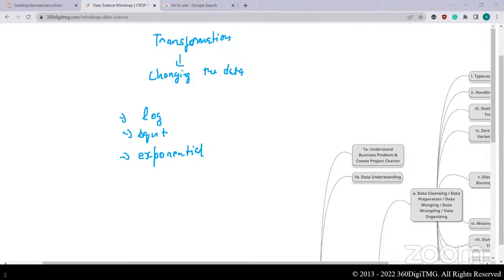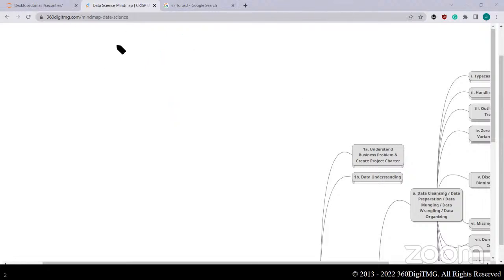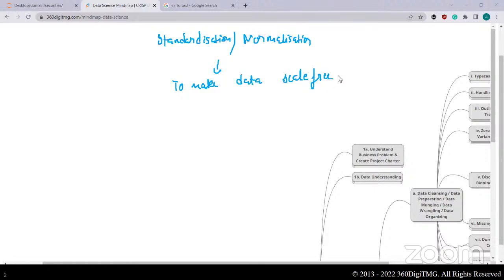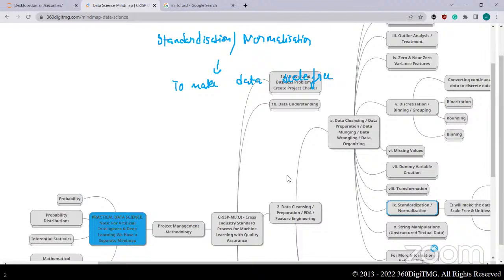And then finally, we have standardization or normalization. So standardization and normalization is used to make data scale free. Now, there are three ways in which we can do standardization and normalization.